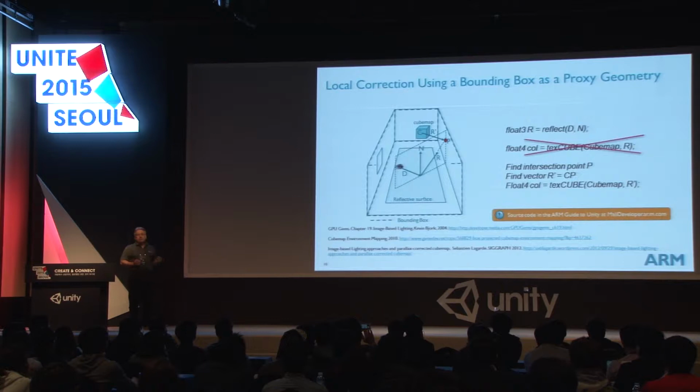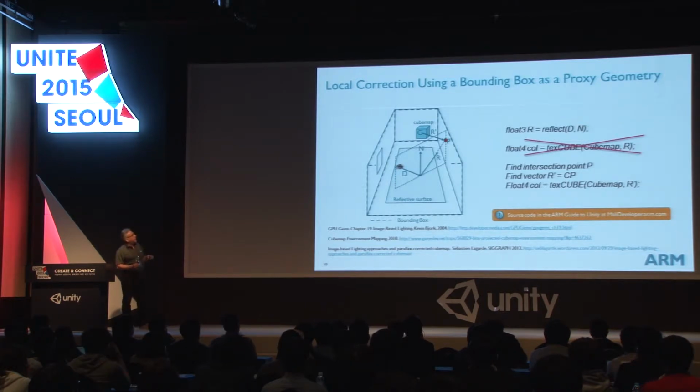In that case, the red point P. And we will build a new vector from the position where the cube map was generated to this intersection point. We will build a new vector CP, and then we call that vector R prime to distinguish it from the reflection vector. And then we will use that new vector to fetch the texture from the cube map. And let's see what happens if we apply this local correction to the reflection vector.